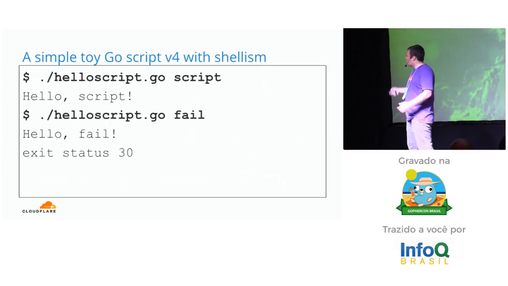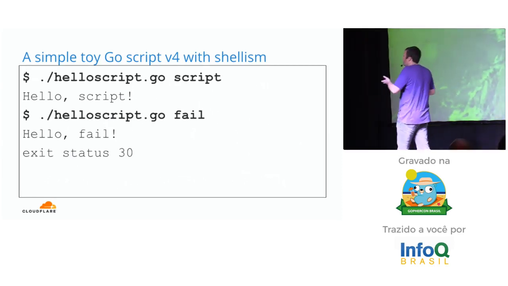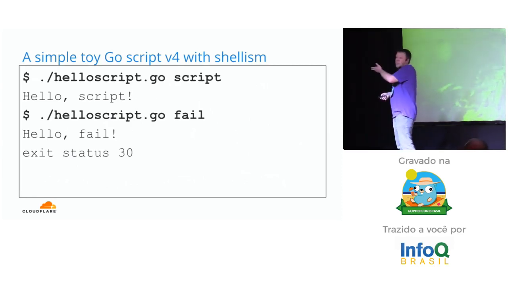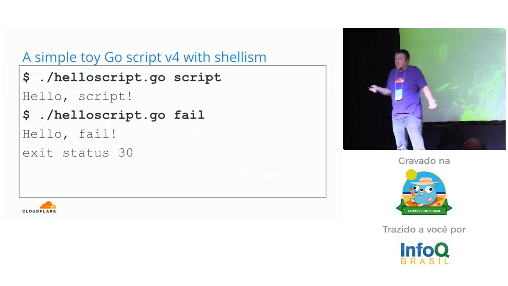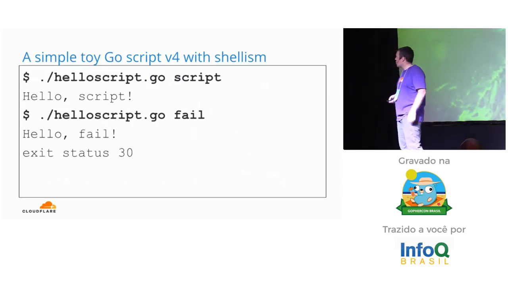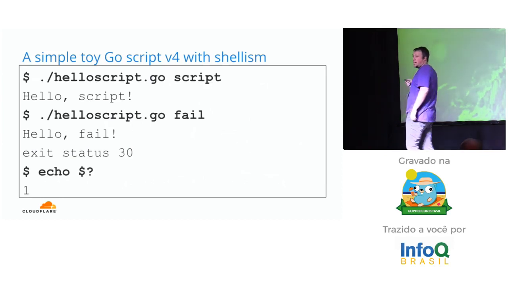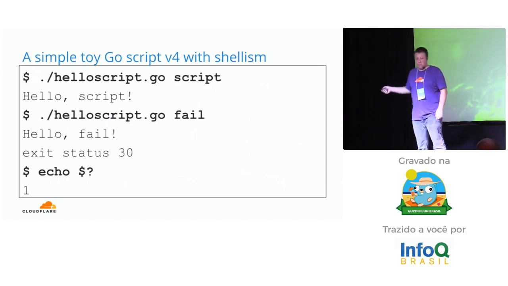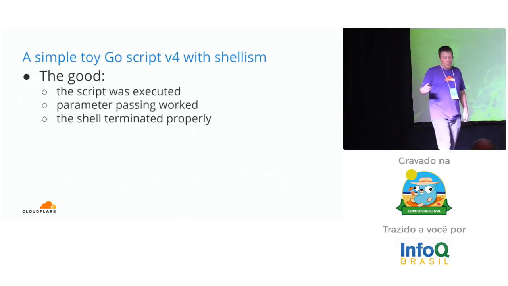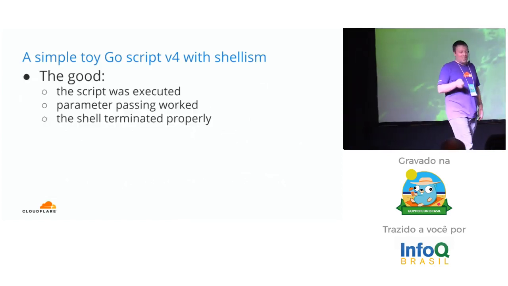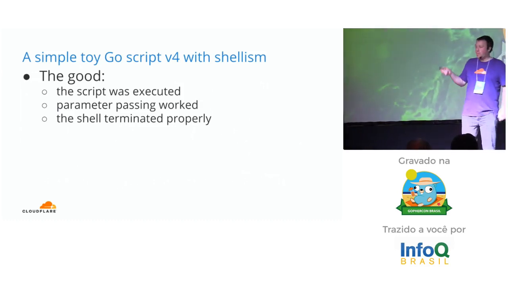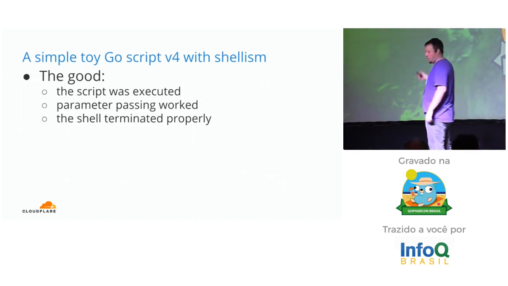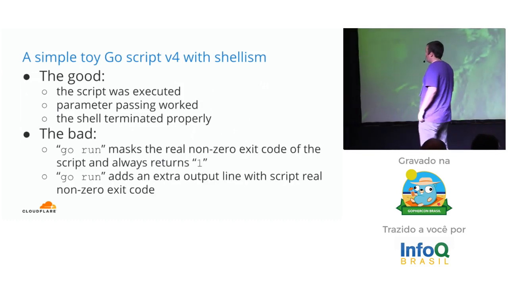And if you do that, you will see your hello fail, which is expected, but you see some weird output appended with exit status 30, which is not in your script. And if you check the real exit status, what was returned to the operating system, it's 1. So what happened here? The script was executed, good. Parameter parsing worked, good. The shell terminated properly, good.